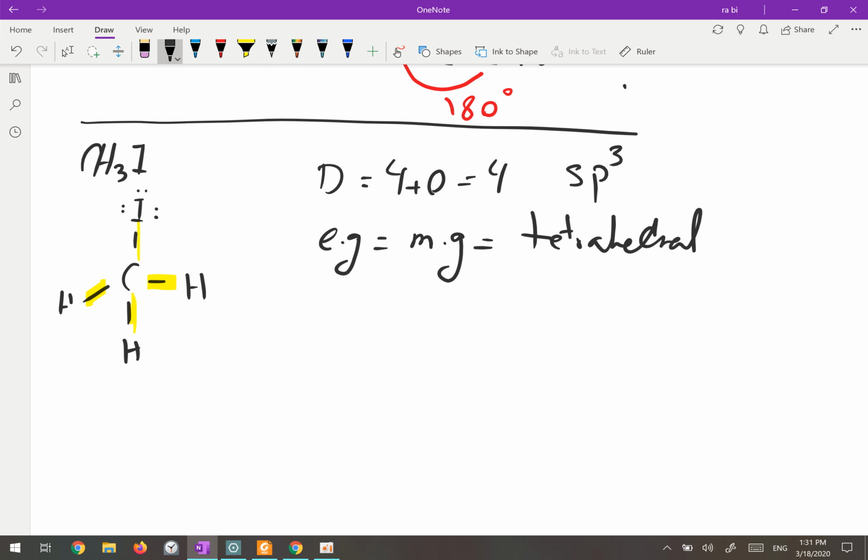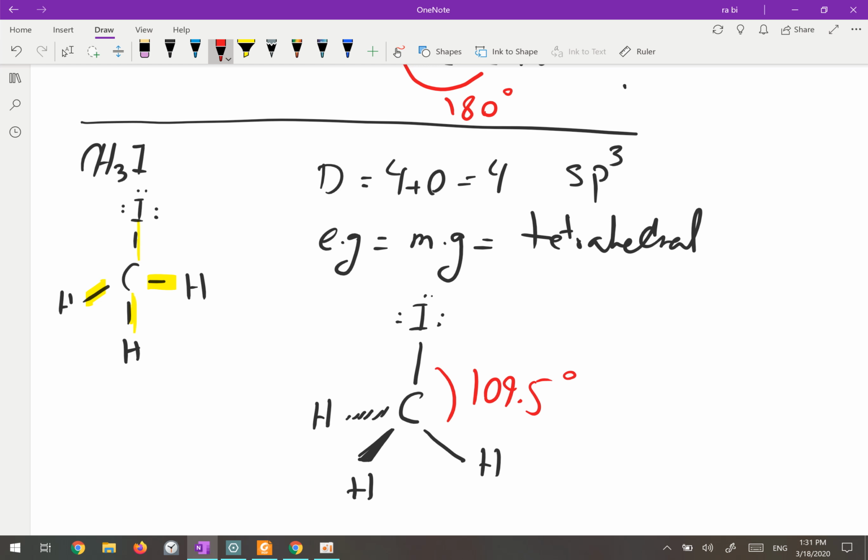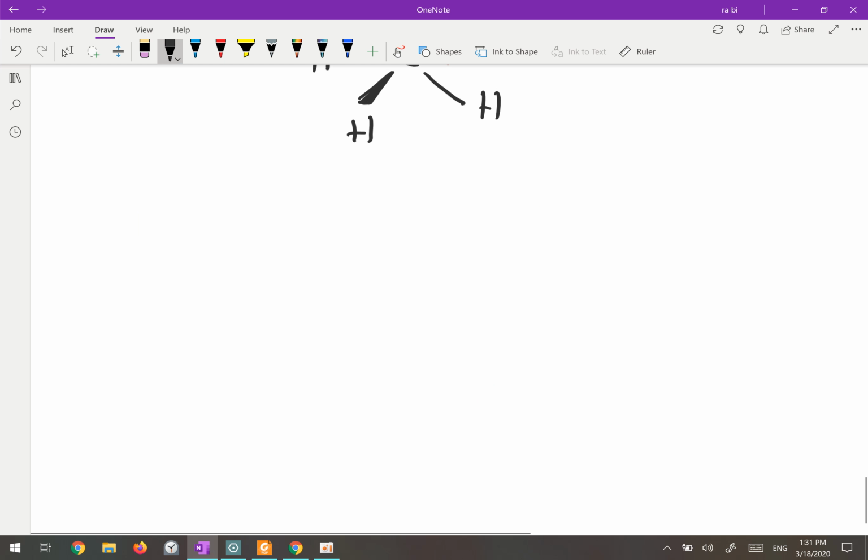For the tetrahedral arrangement, we draw the central atom, one domain at the top, one domain here, one domain coming out of the board, one domain going inside the screen. One of them is iodine. 3 of these domains are single bonds with hydrogen, and the bond angle is 109.5 degrees.